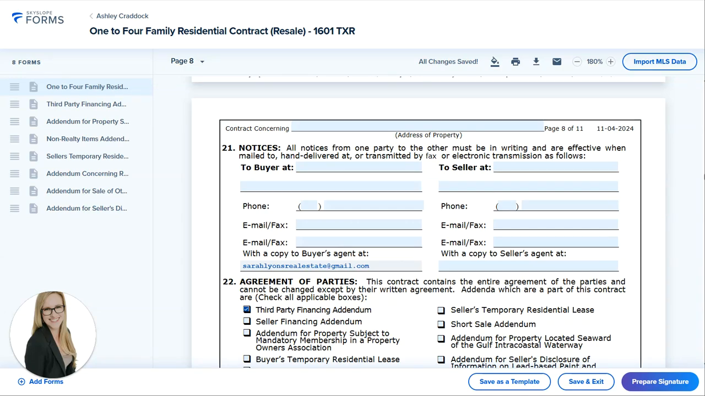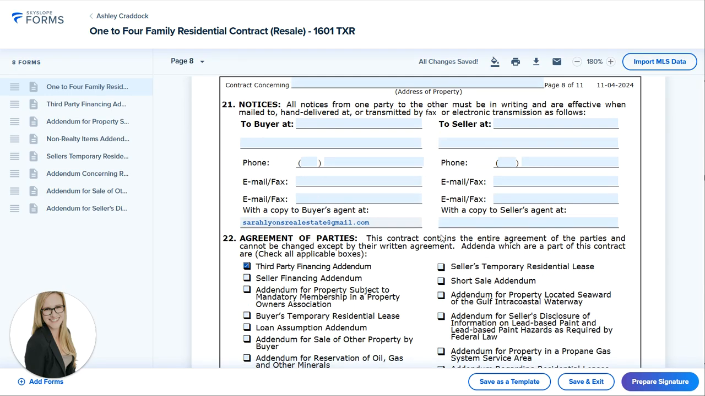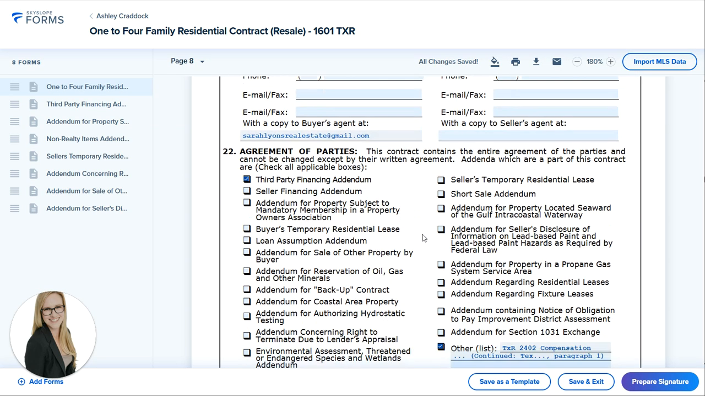On to page 8 of the 1 to 4 family. This first section, 21 here, is going to be contact information. You do want to put your client's name, phone number, and email address in here, as well as your email. This is important to fill out, mainly for legal reasons in case there was something and they needed to give legal notice, but then also the title company, so that way they can get in contact with your client.